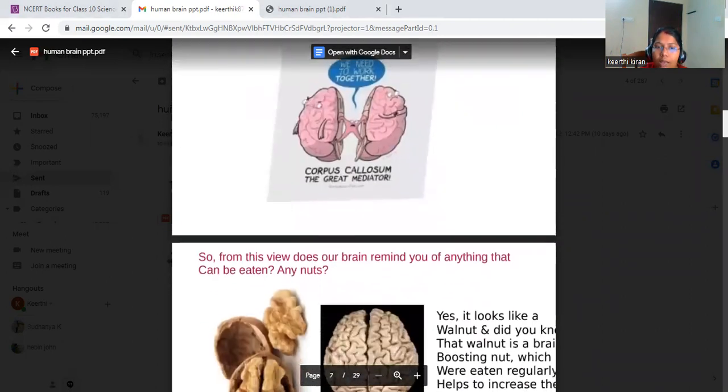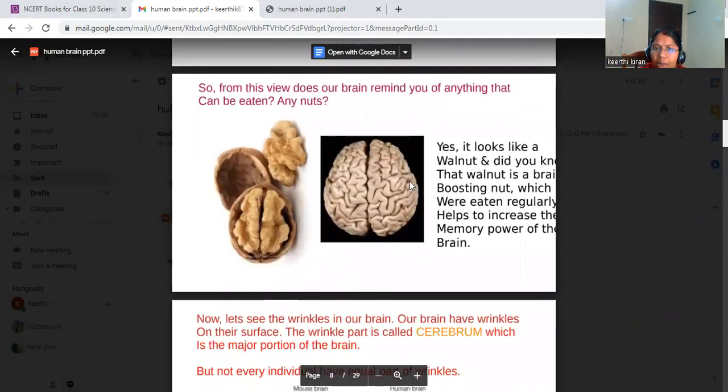Now next, while seeing this brain image, do you feel it looks like something that can be eaten? Yes, it seems like a walnut, right? It looks like a walnut. And do you know that the walnut is a brain-boosting nut? So when we eat it regularly, what will happen?